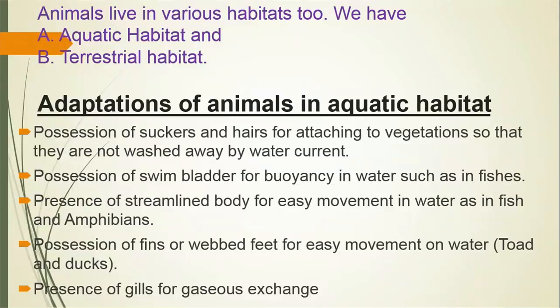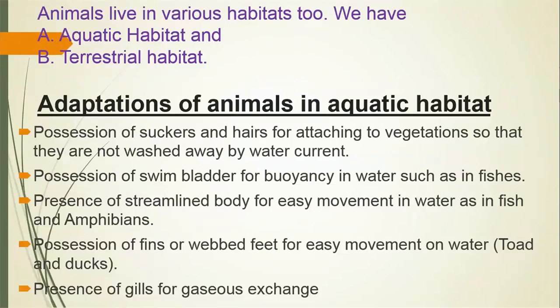Now, presence of a streamlined body. This kind of body shape enables them to move easily in water. This shape can be found in fishes and even in amphibians. Okay. Now, possession of fins or webbed feet for easy movement on water. So we can have ducks and toads as examples of these aquatic animals that possess webbed feet.